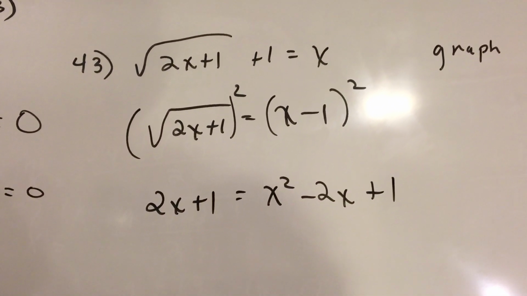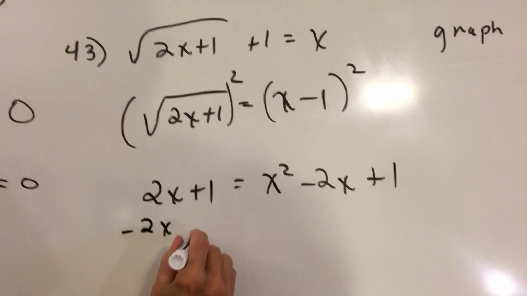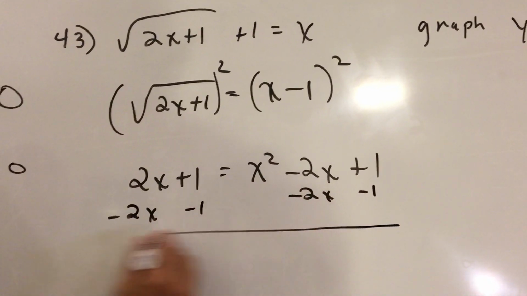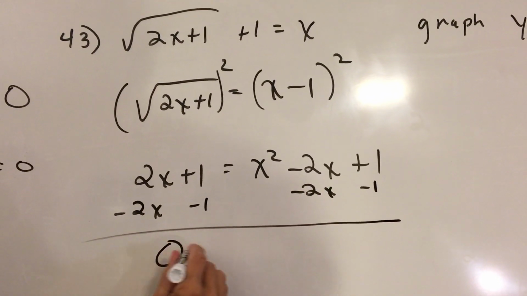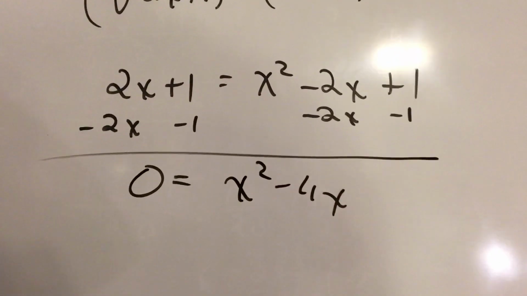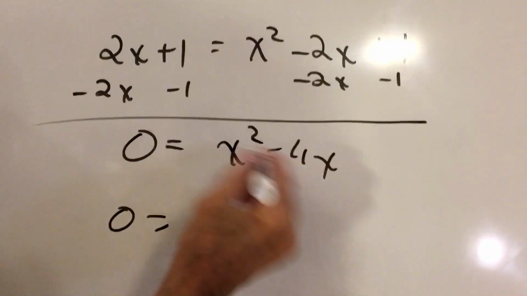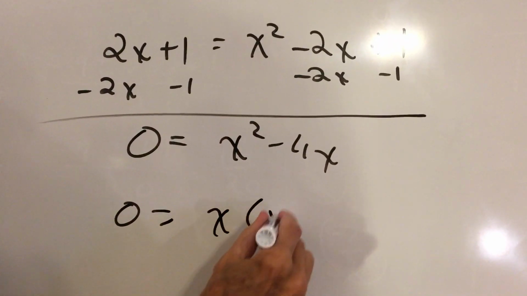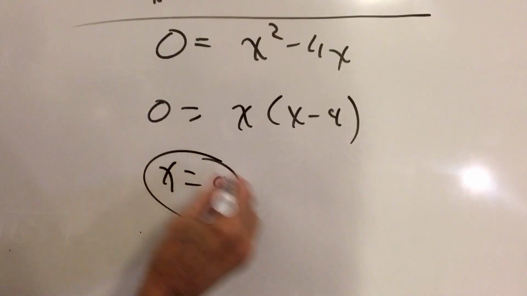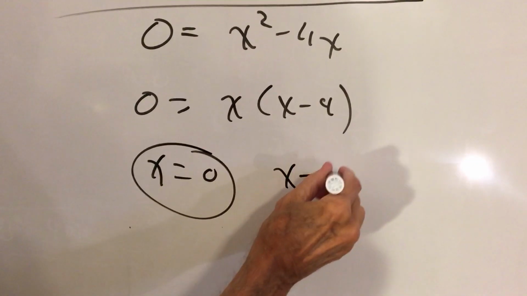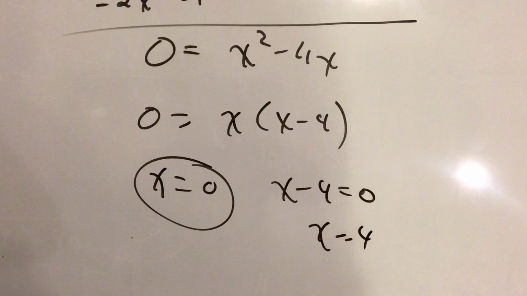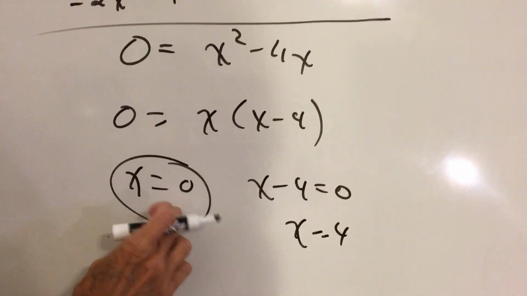Well, now we have a quadratic. We want to subtract 2x and subtract 1. That gives us 0, and x squared minus 4x. We can factor out an x. We set the factors equal to 0. So we have two answers, 0 and 4.